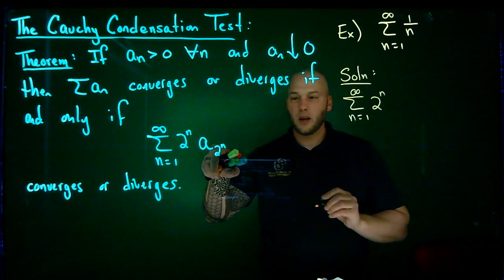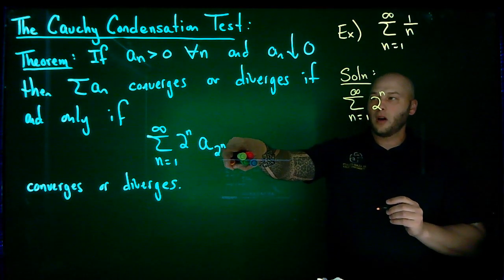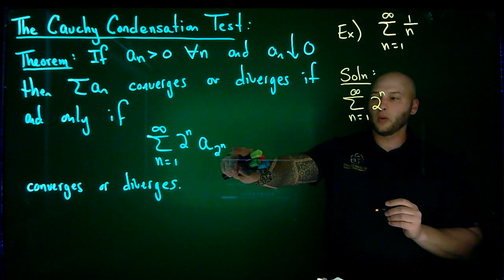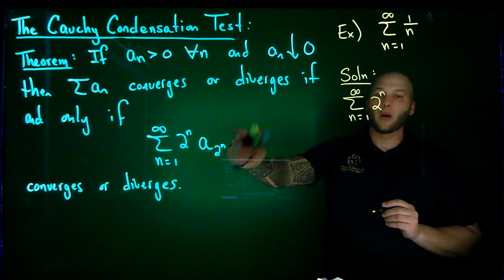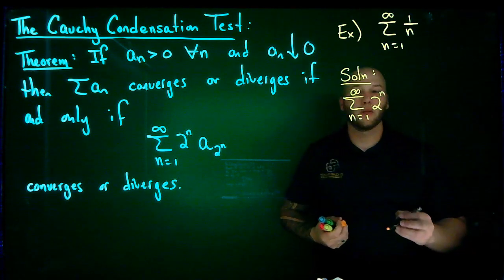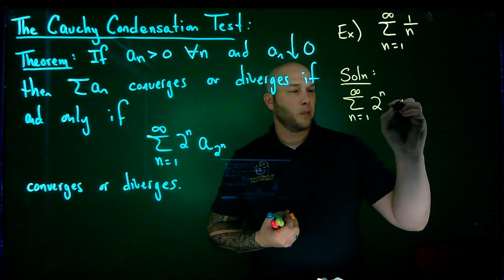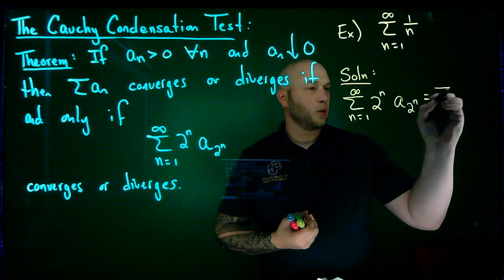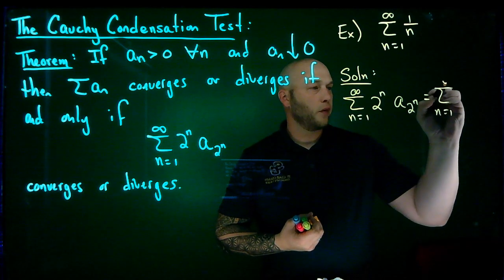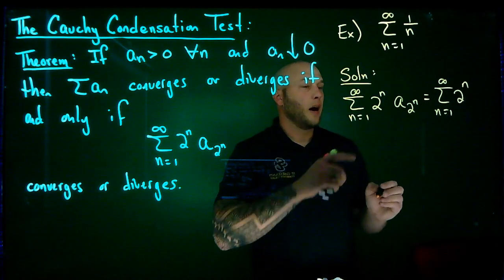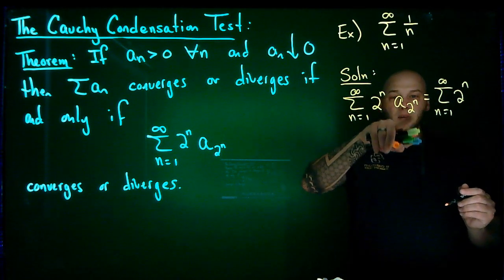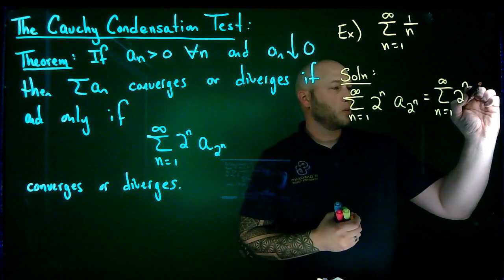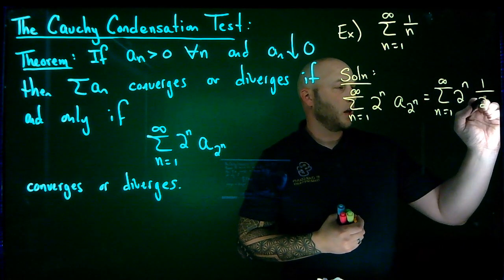Then I'm going to take the terms of the sequence that are part of the series, but only take the powers of 2, where the index is a power of 2. That means I'm going to, again, write this as a_{2^n}, and this would be equal to the sum from 1 to infinity, where 2^n is my index variable as opposed to n. That means this would be 1 over 2^n, right?